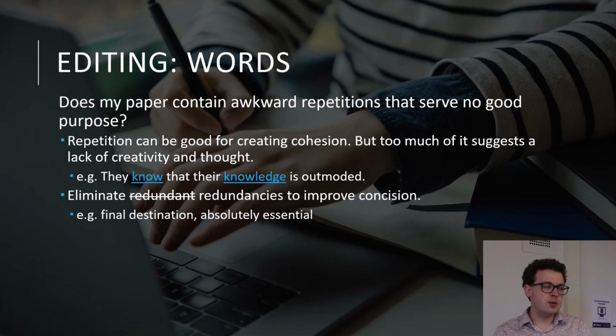Similarly, eliminate redundant redundancies. This is going to help keep things concise. Don't say final destination. A destination is already the final place you're going. It's not absolutely essential, it's just essential. We don't need to add these extra words for emphasis. They're not needed. Just state your ideas clearly and concisely.